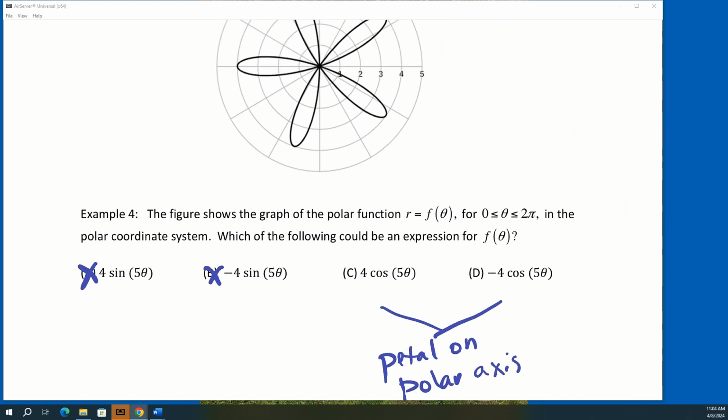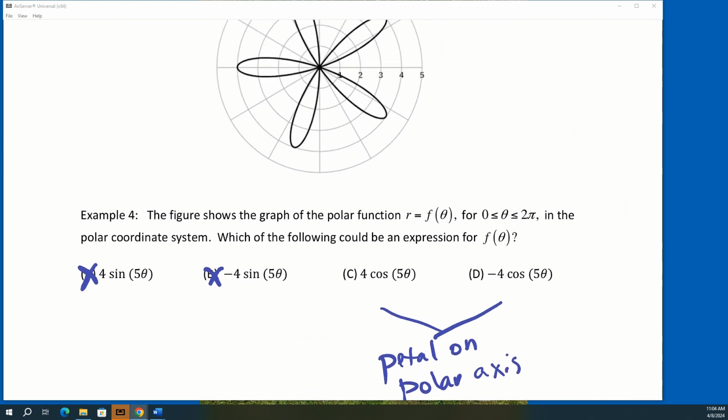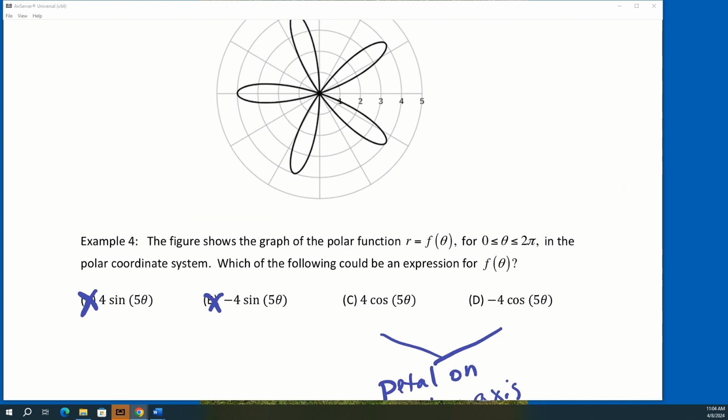Then we have to decide if this is one where the A is positive four or the A is negative four. If you were just going to guess, what would you guess? Negative. I would guess negative also, because it's on the left. The petal that's on the axis is on the left side.